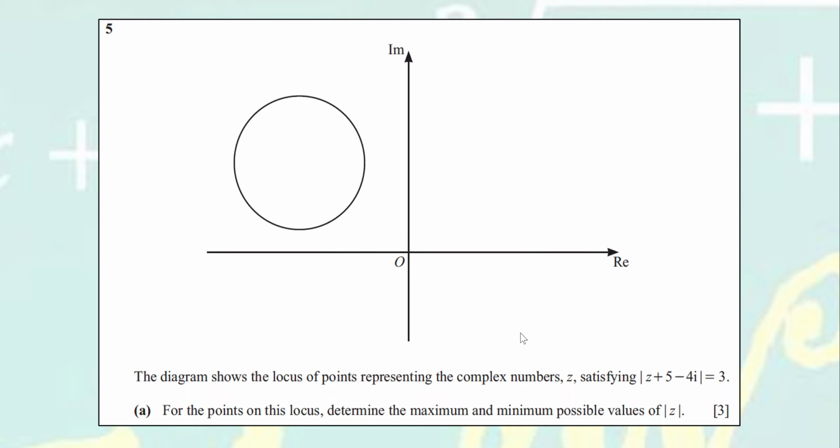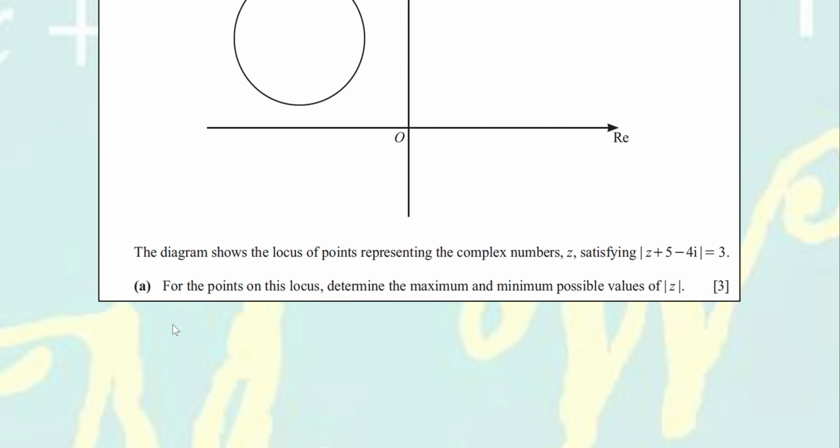Okay, question 5. The diagram shows the locus of points representing the complex numbers z satisfying modulus of z plus 5 minus 4i equals 3. For the points on this locus, determine the maximum and minimum possible values of modulus z.